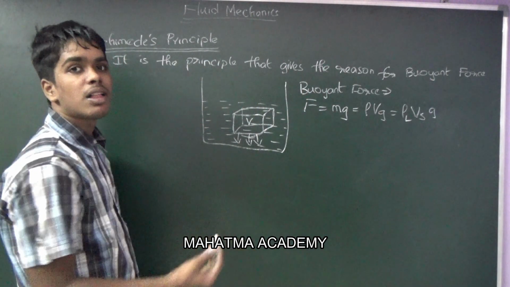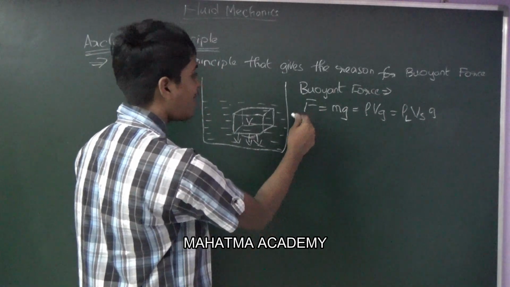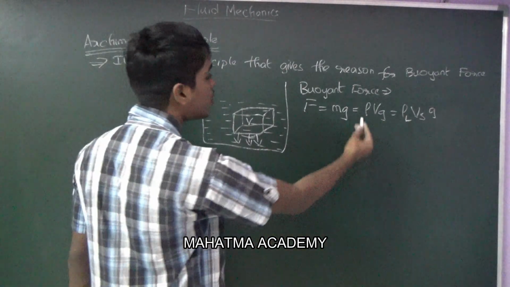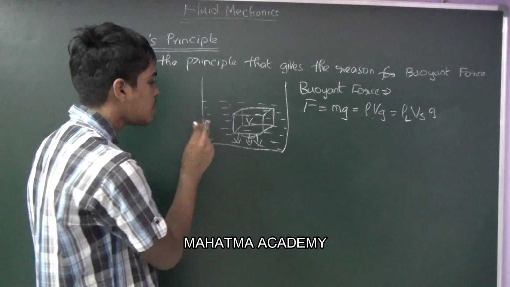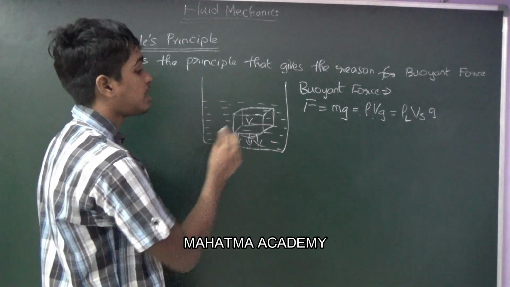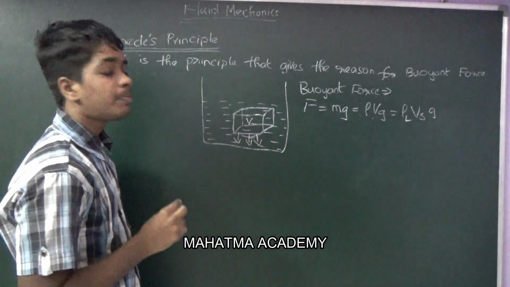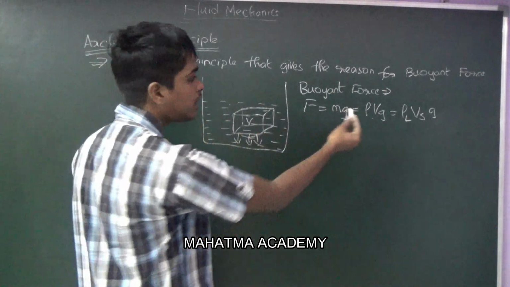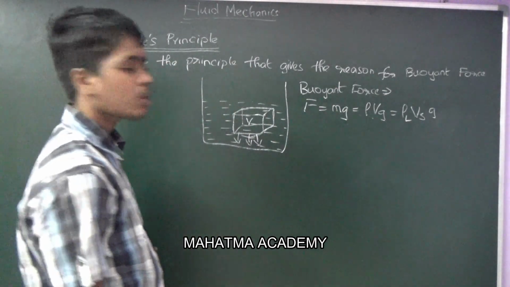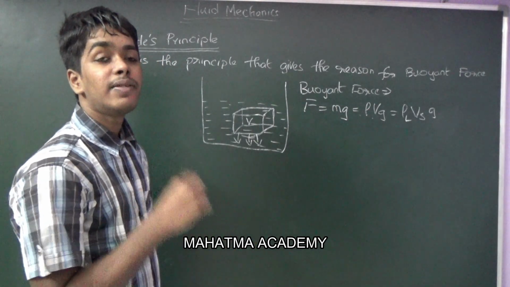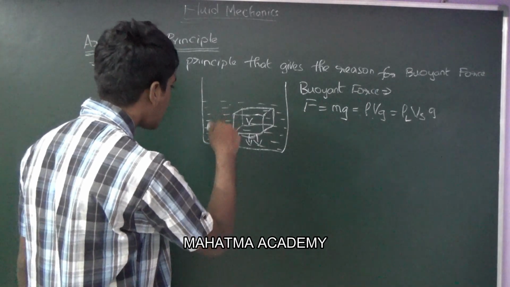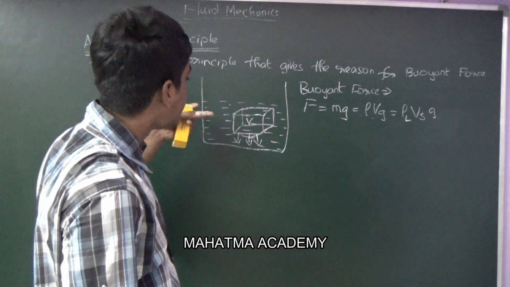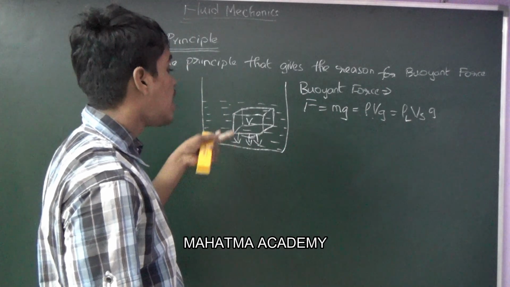So easy. Now there is a trick. Force is equal to mg, and mass gives rise to density into volume. Now density is for the liquid in which we dip the substance, and V is the volume occupied by the substance in the liquid, and g is the acceleration due to gravity. Now we want to find how the weight changes if we change the density of the liquid, density of the substance, and volume.